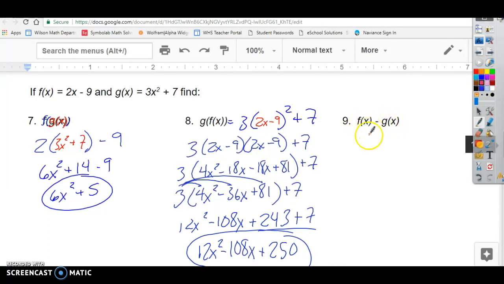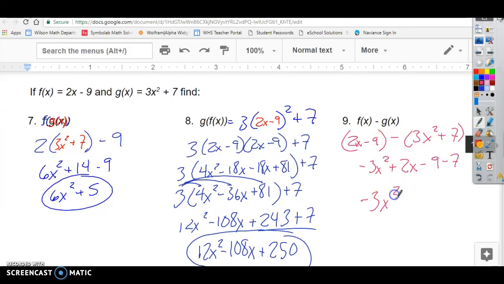Let's finish up with f of x minus g of x. So I put in 2x minus 9, and I'm subtracting my g of x, which is 3x squared plus 7. So I'm going to have a negative 3x squared plus 2x. And this will be negative 9 minus 7. So we can go ahead and rewrite my first two terms, and then minus 16.